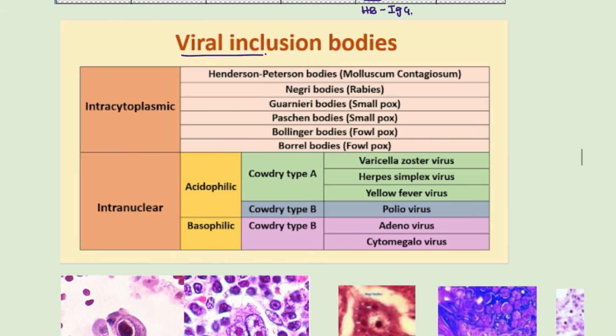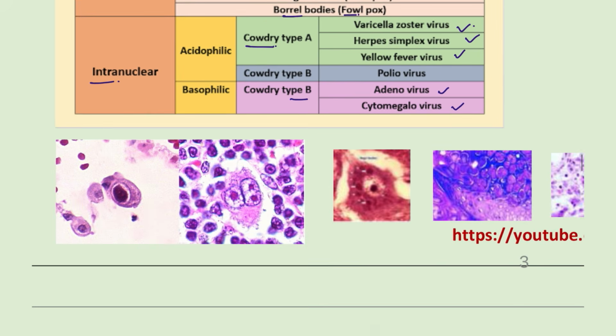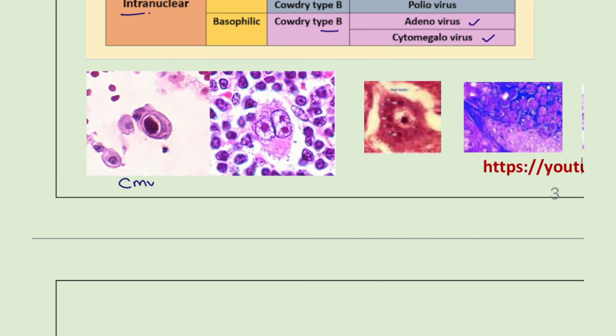Next, different types of viral inclusion bodies. The types are intracytoplasmic or intranuclear. In the intranuclear, we have Cowdry type A, positive for herpes simplex, yellow fever, and varicella zoster. And basophilic are the Cowdry B, seen with cytomegalovirus or adenoviruses. Next, intracytoplasmic, such as molluscum contagiosum, which shows the Henderson-Paterson bodies, and Negri bodies seen for rabies, Guarnieri bodies seen for vaccinia, Paschen bodies seen for smallpox, and Bollinger bodies seen for fowlpox.